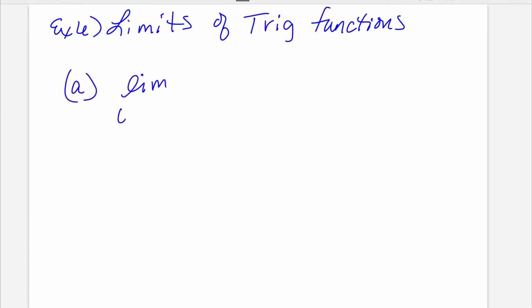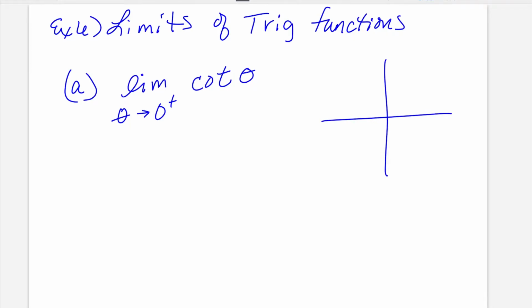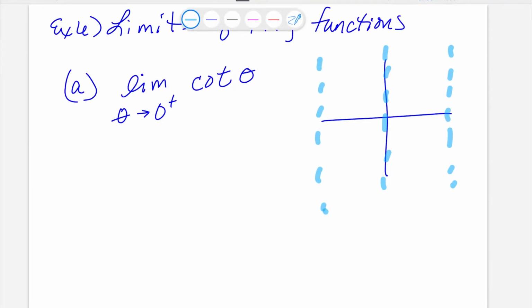I want to take the limit as theta approaches 0 from the right of cotangent of theta. Now, ladies and gentlemen, if you know what the graph of cotangent looks like, use that basic understanding, use that knowledge. I'm going to sketch it here. This is pi. This is negative pi.